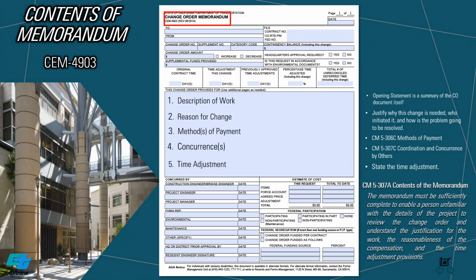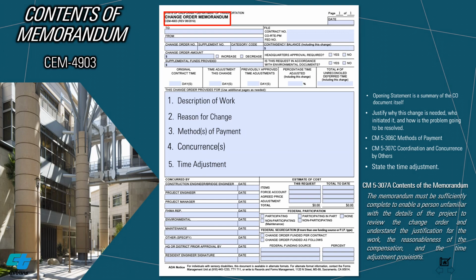Fourth will be concurrences. Secure a recommendation or the concurrence from affected functional units and other agencies. Concurrence is evidence of agreement but does not constitute approval of a change order. Refer to Section 5307C, Coordination and concurrence by others. Just remember, concurrence from the construction engineer is always required.